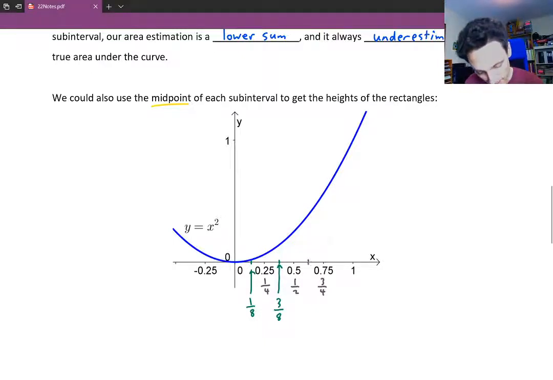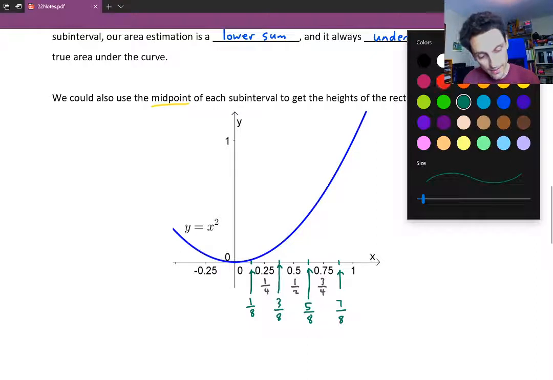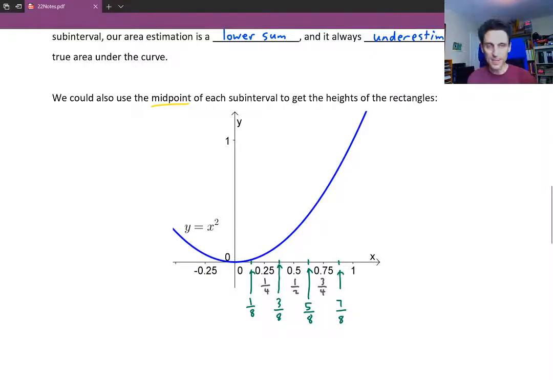So you can take 3/8 plus 1/4. 1/4 is like 2/8. And that'll give you 5/8. And then 7/8. Those are the three x values that are in the midpoints of each subinterval. And those are what we're going to use to plug into our function to get the heights of the rectangles. So we're trying to get a better approximation. So let's plug that into our function.